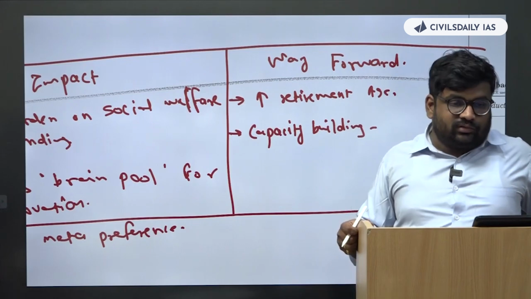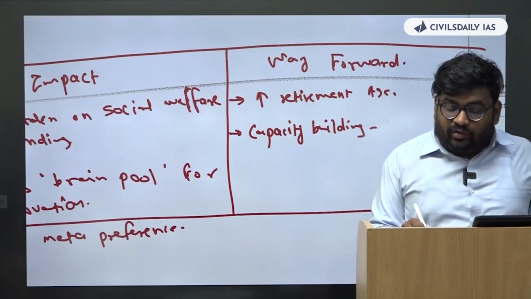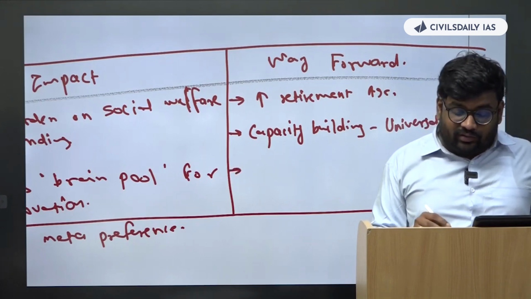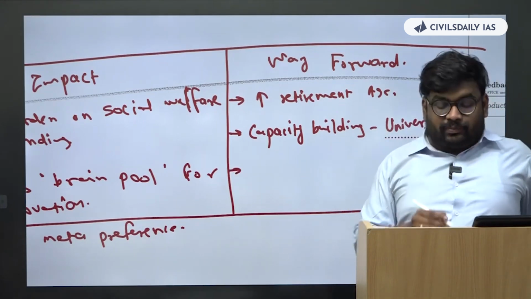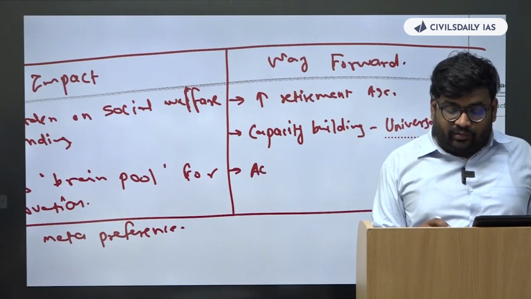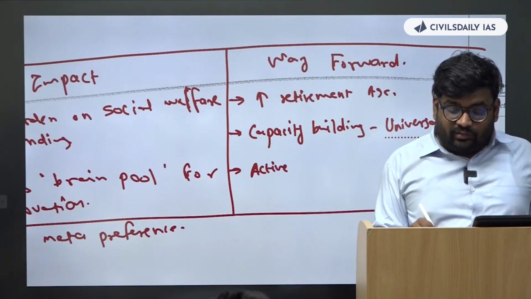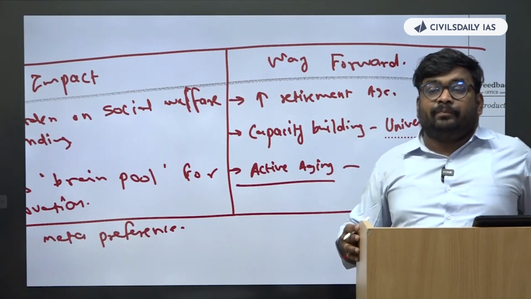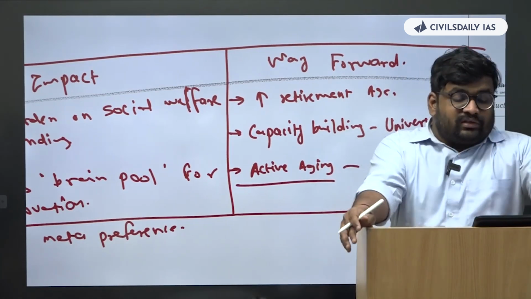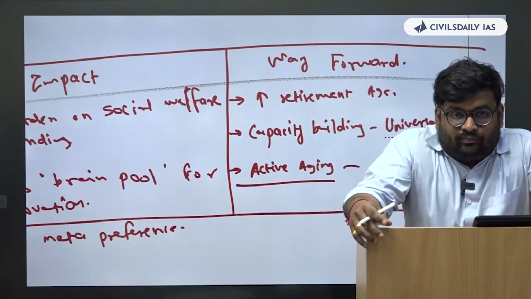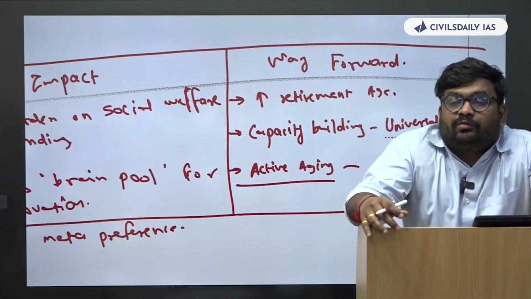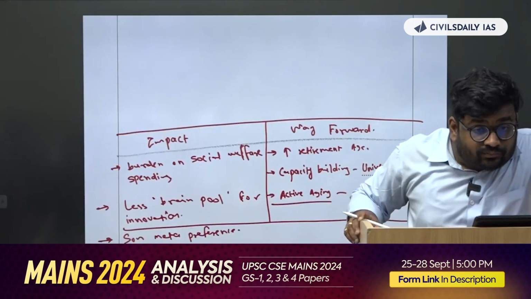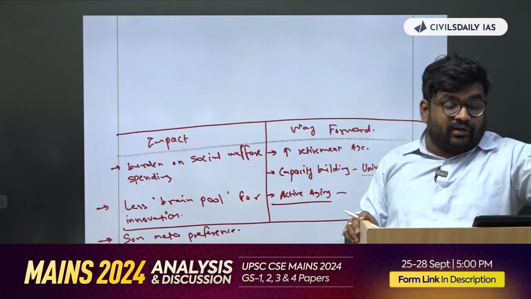What is the example of it? Scandinavian countries. Universal health and education, and the third one is with respect to old age, promoting active aging. So an example of this is Japan's Silver Human Resource Center. They use the experience of the old age people. Okay. So one more thing, Silver Human Resource Center.